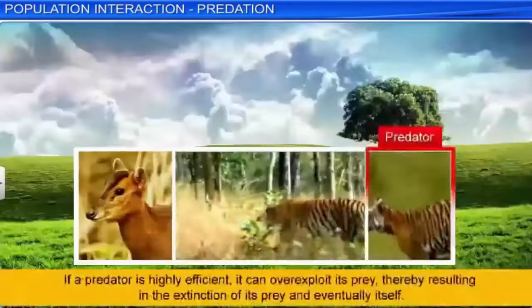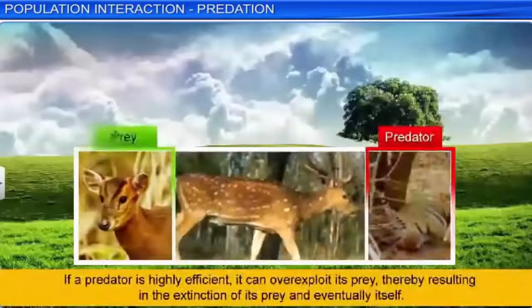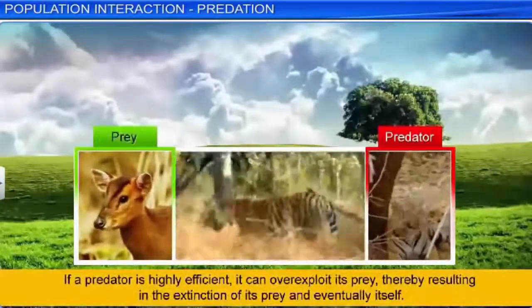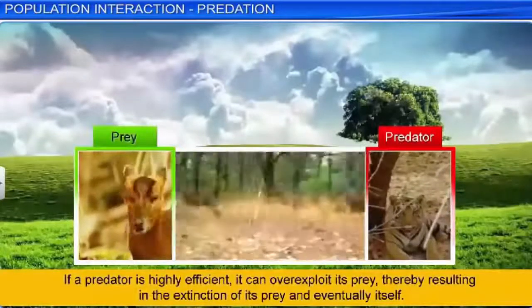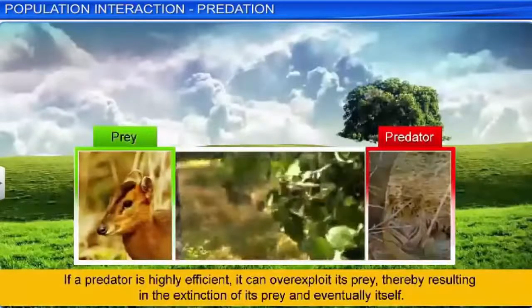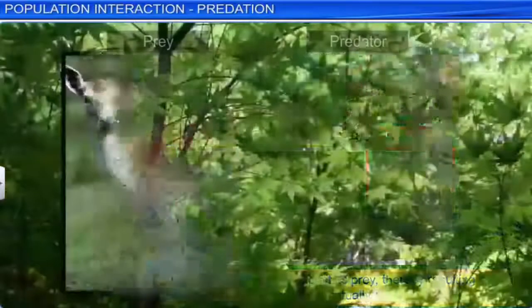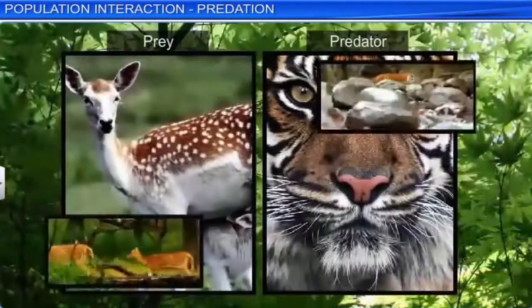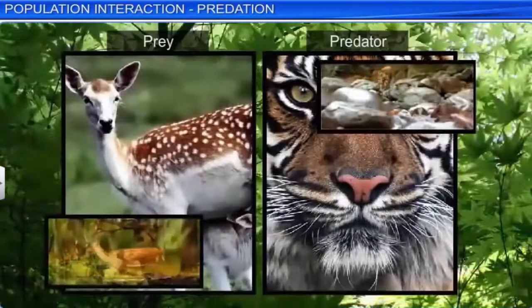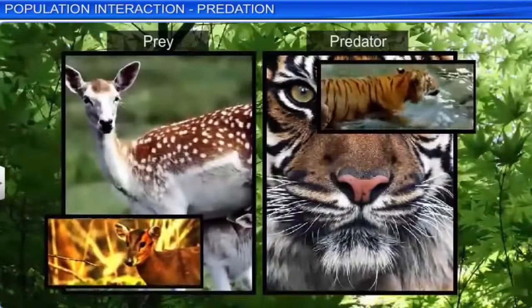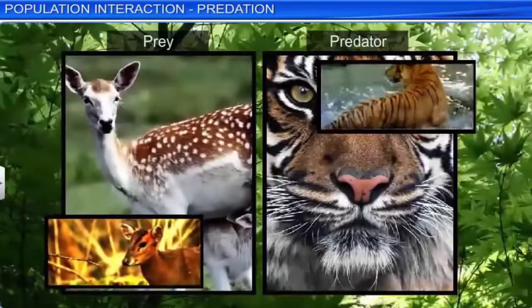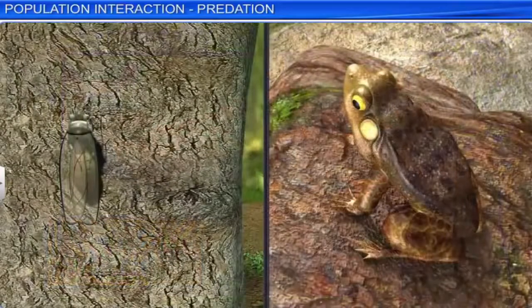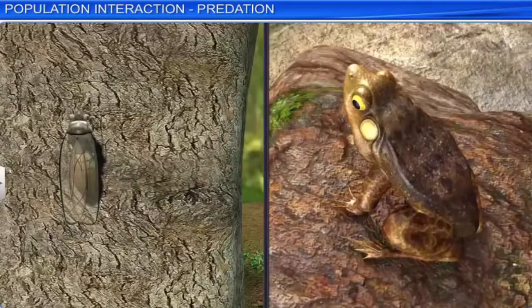If a predator is highly efficient, it can overexploit its prey, thereby resulting in the extinction of its prey and eventually itself. However, such a situation rarely occurs in nature, as predators are prudent. They do not kill too many prey and leave some for later. Several prey species too have evolved various defenses to lessen the impact of predation. Some species of insects and frogs use camouflage to protect themselves from predators.